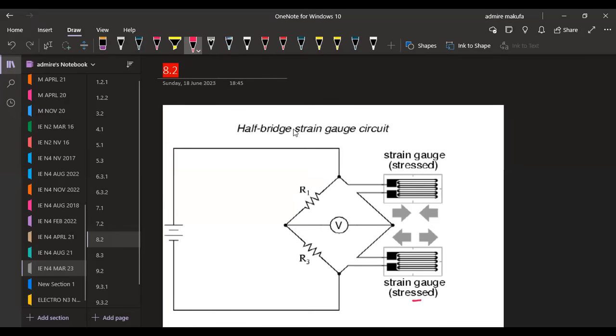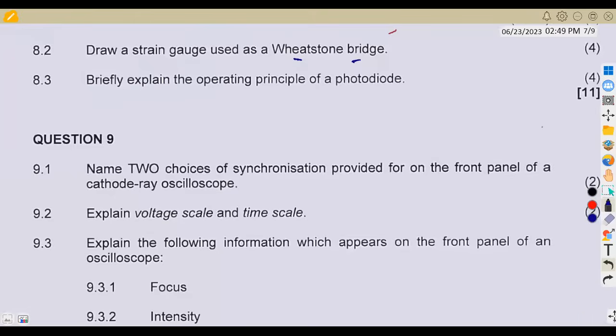So we are just given a half bridge strain gauge circuit that we can use as a bridge. Knowing that the strain gauge is included in your bridge, with two resistors, we can put a strain gauge on top, another strain gauge, with a voltmeter, which is a potentiometer in this case. All right, we've got a voltmeter at the center.